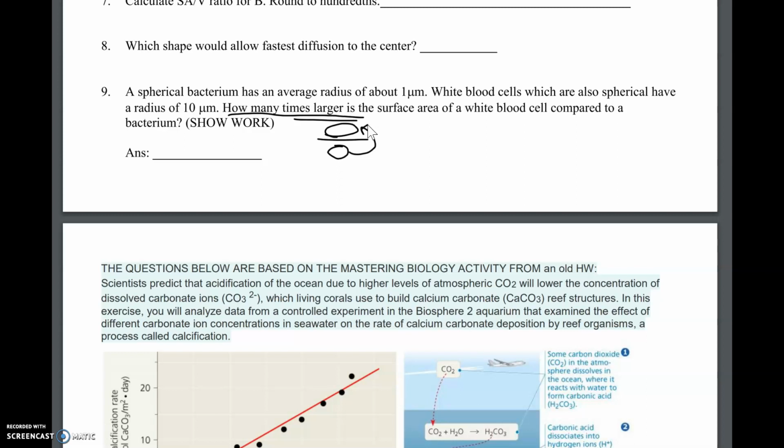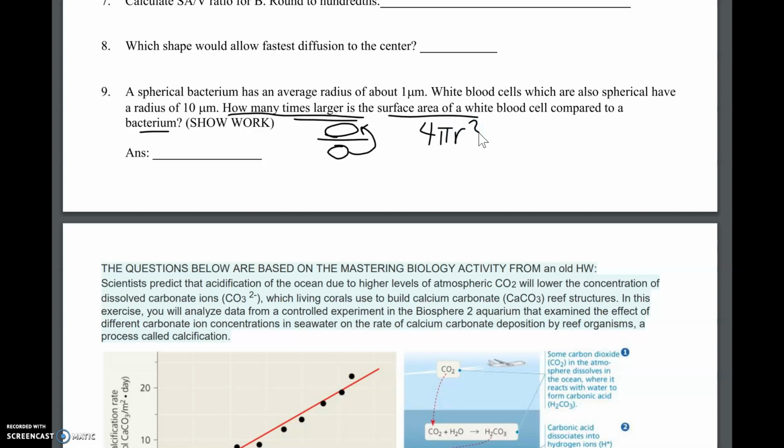Now, if they just ask how much more or how many micrometers more, then you're going to subtract. I'll show you an example of that in a minute. In this case, this is actually about surface area as well. They want to know how many times larger is the surface area of a white blood cell compared to a bacterium. Now, you are given the formula sheet, remember. We talked about how to calculate surface area. Surface area is calculated as 4 pi times the radius squared.